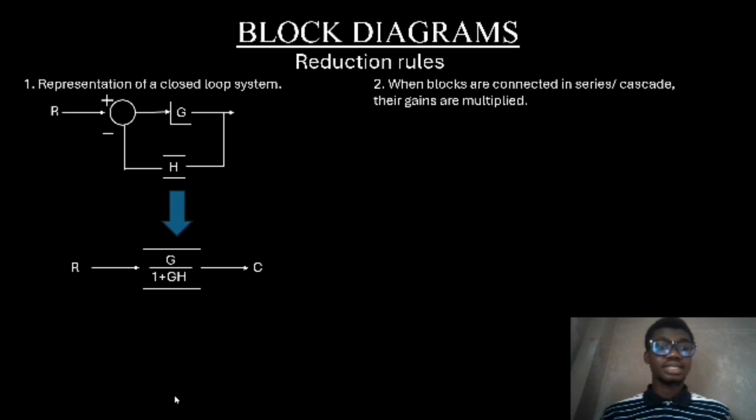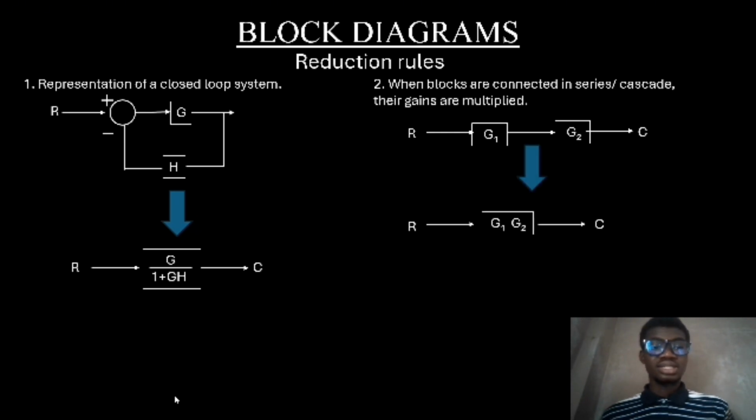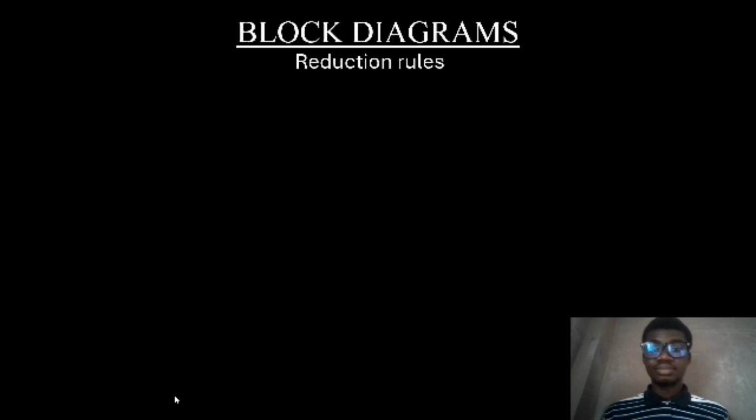When blocks are connected sequentially, their transfer functions are multiplied. If two blocks G1 and G2 are in series, the overall transfer function becomes C divided by R is equal to G1 times G2. Thus, the equivalent transfer function is the product of the individual transfer functions. So here is a proof that shows how the transfer function is obtained from the individual transfer functions.